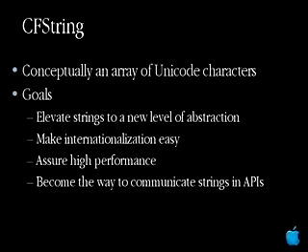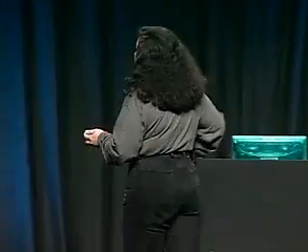Because we're at such a low level, we've worked hard to assure performance. So even though conceptually you're looking at an array of Unicode characters, it may not internally be stored that way. In particular, you're not always going to be storing 2 bytes per character. And as we move forward, CFStrings are becoming the way to communicate strings in all of the public APIs.